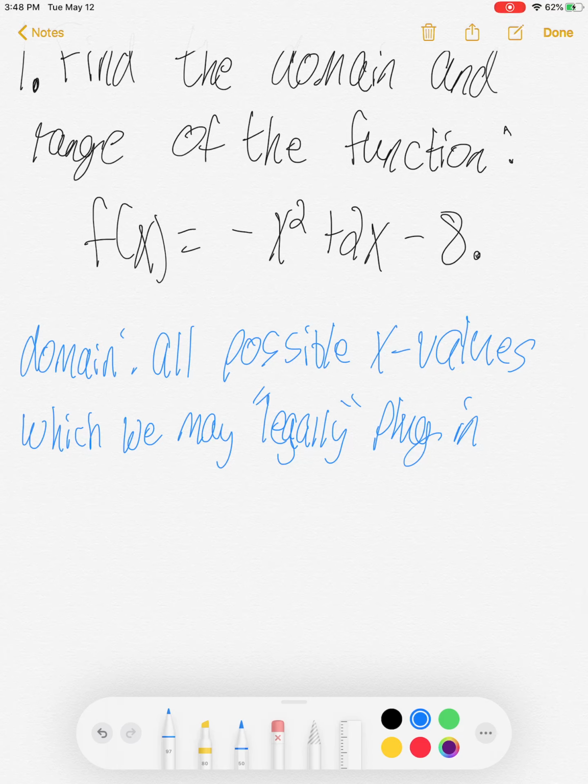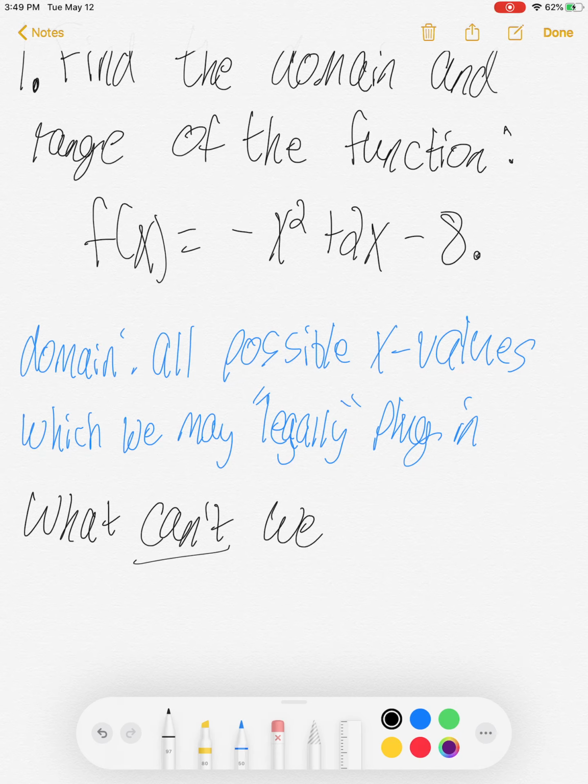So if we jump to our specific function here, f of x equals negative x squared plus 2x minus 8, let me ask you, what possible x values can we legally plug into this thing? Usually, whenever we ask that question, what we're really asking is the opposite question. What can't we plug in? Because usually you can plug in most things.